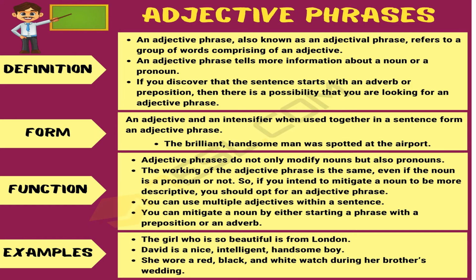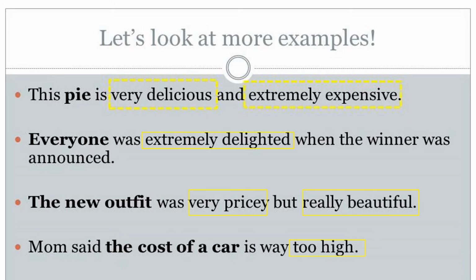Let's look at the last sentence. She wore a red, black, and white watch during her brother's wedding. Now, I am sure you are able to make out the adjective phrase in this sentence. A red, black, and white watch. Who wore? Now, here we are talking about the pronoun she. So, I'm sure, students, you know what an adjective phrase is.